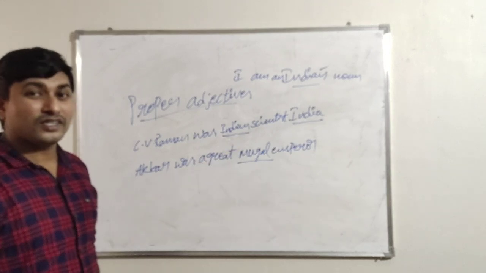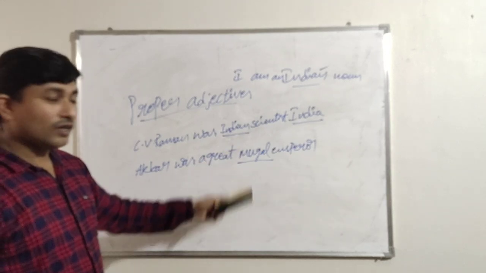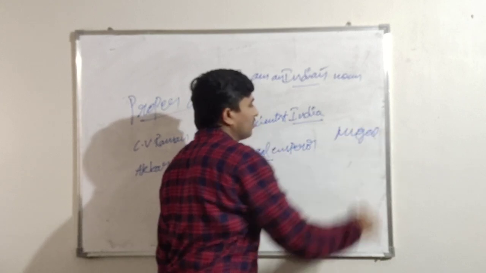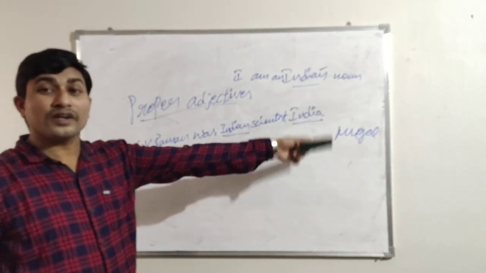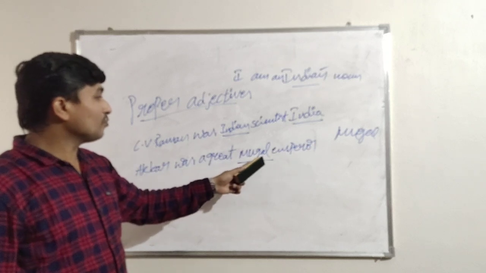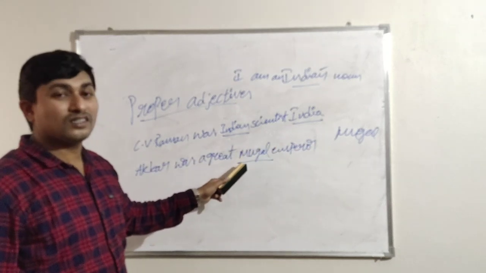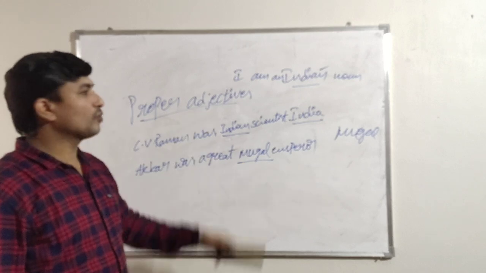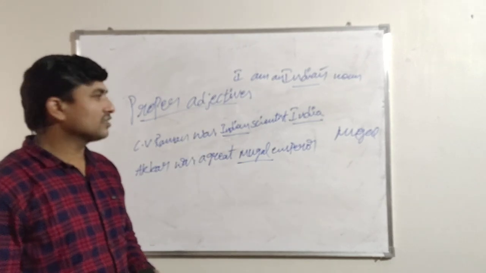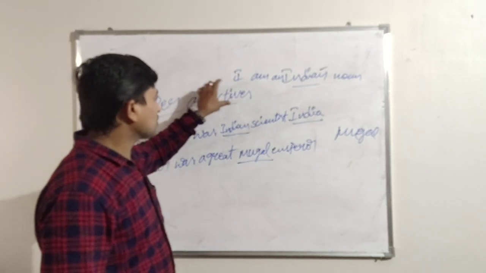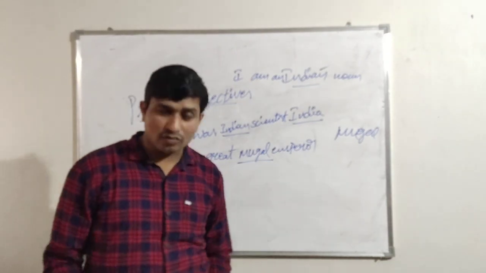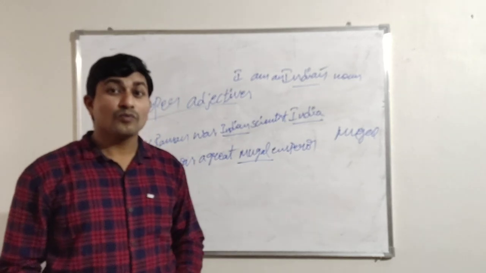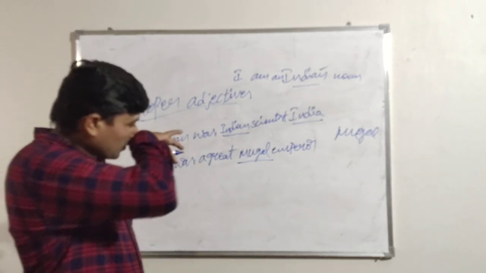So what about Mughal here? This Mughal is a proper noun. So the same Mughal, as a proper noun, is known here as what? A proper adjective. So what do you understand here? Proper adjectives are formed from proper nouns.